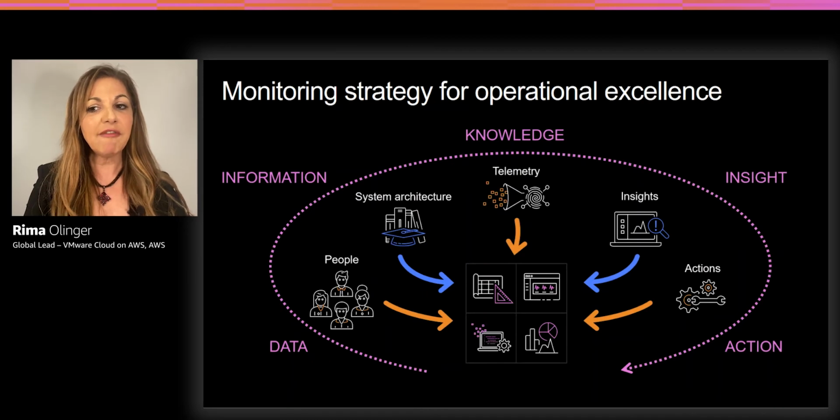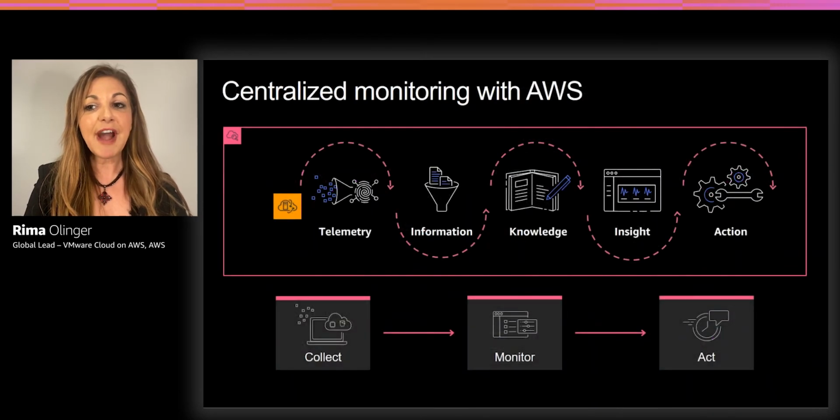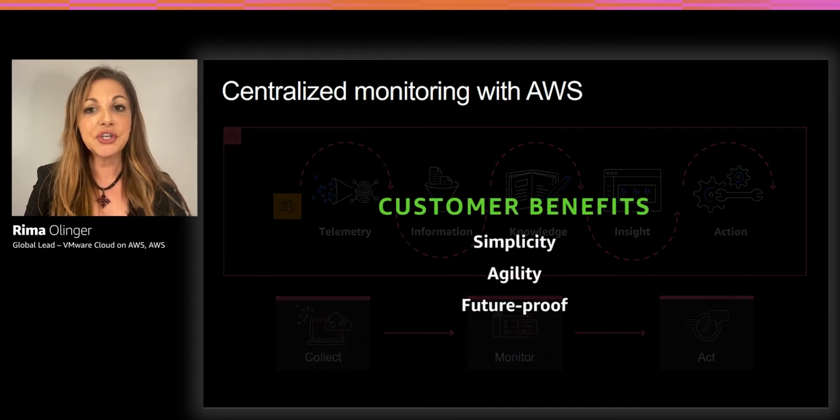AWS has a rich portfolio of monitoring and observability services that customers can integrate into the migrated VMware workloads. Let's highlight what that looks like. Customers can now simplify their monitoring strategy using the variety of monitoring and observability services with migrated VMware workloads running on VMware Cloud on AWS. Customers can now seamlessly integrate the workloads into native monitoring services. And again, the key customer benefits include simplicity, agility, and preparation and future proofing for additional migrations.